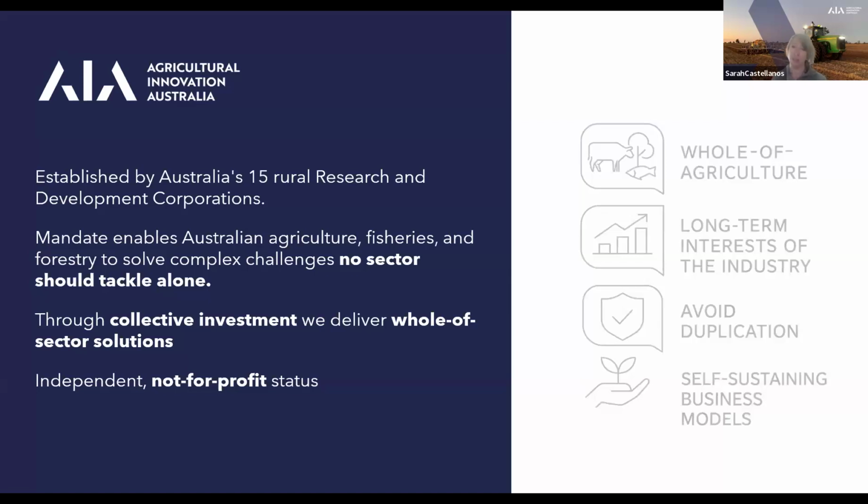I'm just going to do a short intro on AIA just to give you some context around who we are and why we have actually done some work in this space. So AIA was established by all 15 of the Rural Research and Development Corporations in very late 2020. You're probably familiar with the RDCs, the likes of Grains Research and Development Corporation or Meat and Livestock Australia. So there's 15 of those. And they set us up with a mandate to really support all of agriculture, fisheries and forestry and to work on some of those complex challenges that really no sector should tackle alone. So things like climate and carbon fit very neatly into that space.